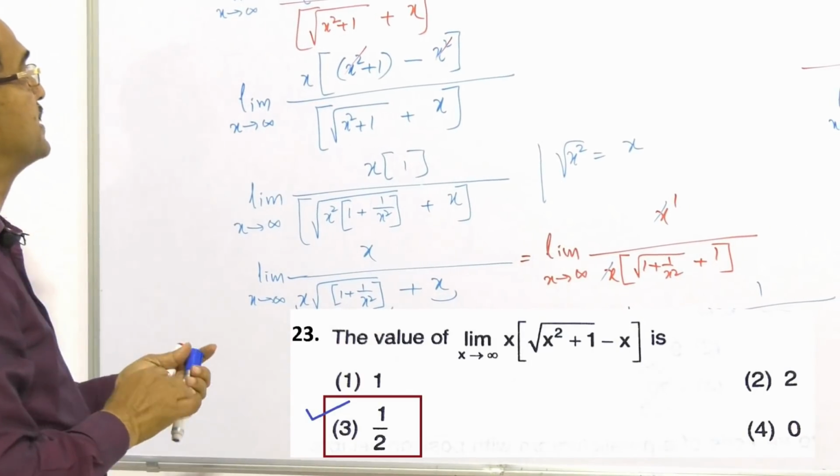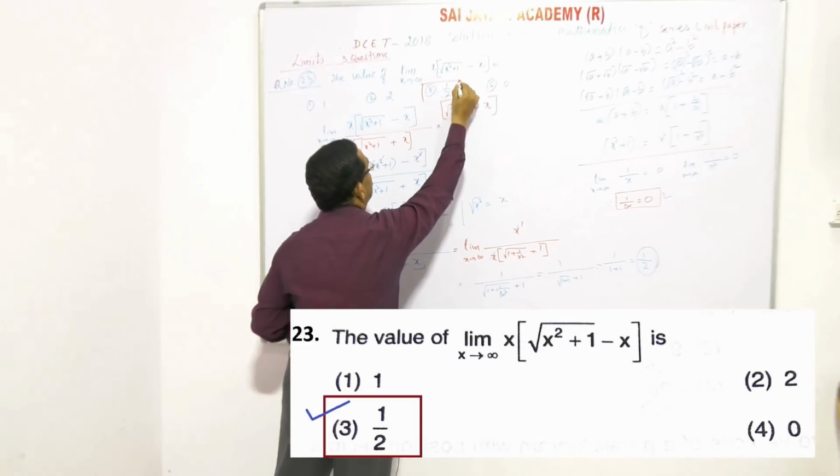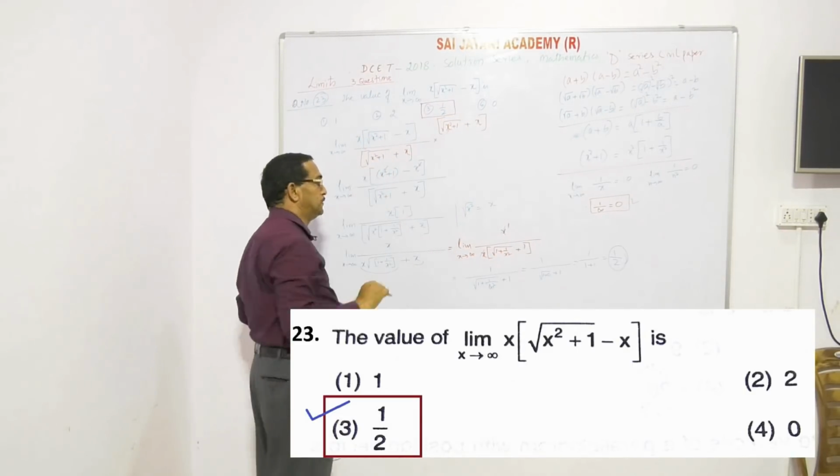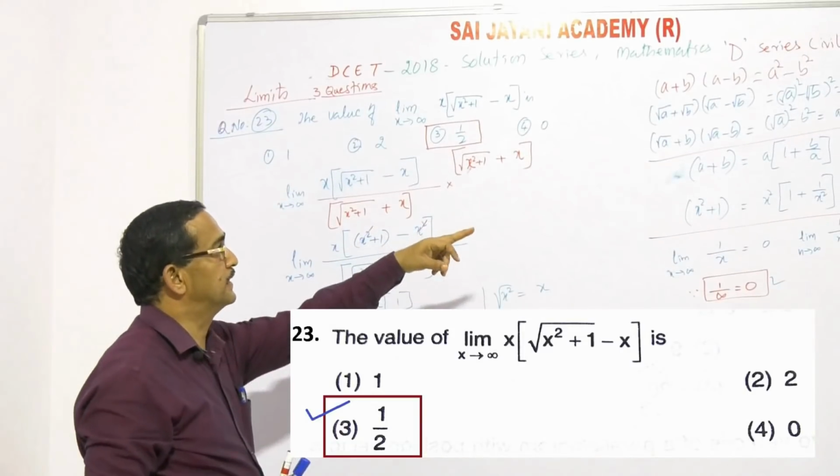Now you tell me which is the right answer here. So the right answer, according to the question, is 1 by 2. See, this one is a very interesting problem to understand by rationalizing the numerator.